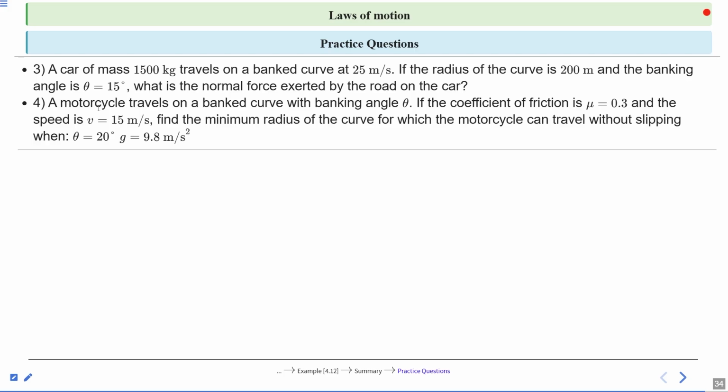And next question: a motorcycle travels on a banked curve with angle theta. If the coefficient of friction mu is equal to 0.3 and the speed is v equal to 15 meter per second, find the minimum speed on the curve for which the motorcycle can travel without slipping when theta equal to 20 degree and take g equal to 9.8 meter per second square.